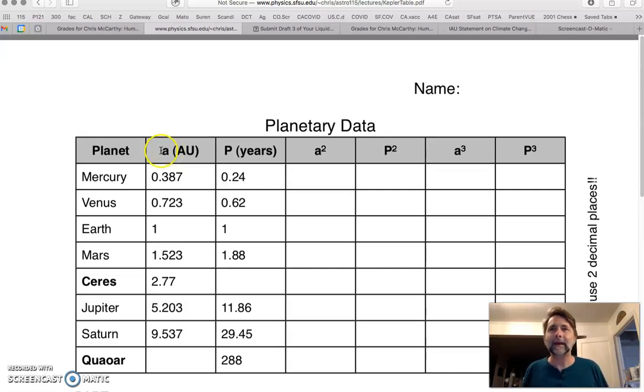So for a squared, you just take the number a, multiply it by itself, so a times a, and put that in the column a squared. And for p squared, you multiply p by itself, square it, and then put it in that column. And then for a cubed, you can do a times a times a, so that number times itself, or if you want to raise it to the power of 3, that'll give you a cubed. And when you write these numbers in, just round them off to one or two digits. Don't get lost in the details.